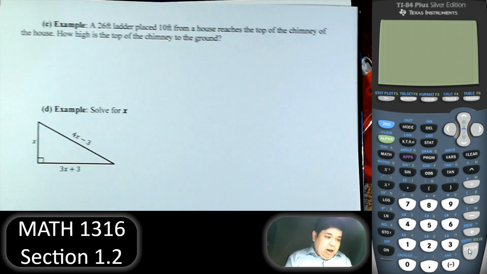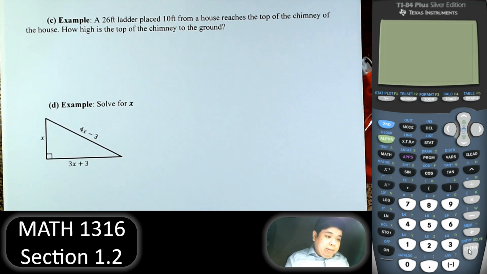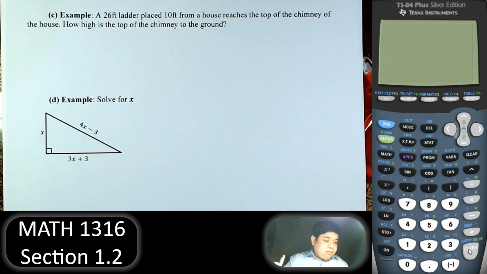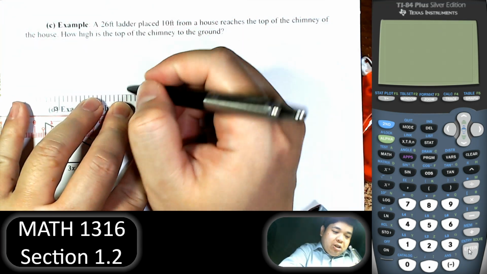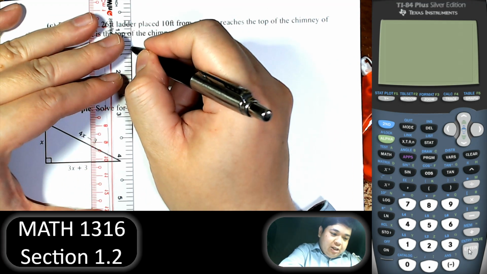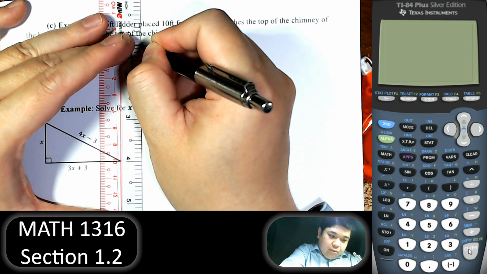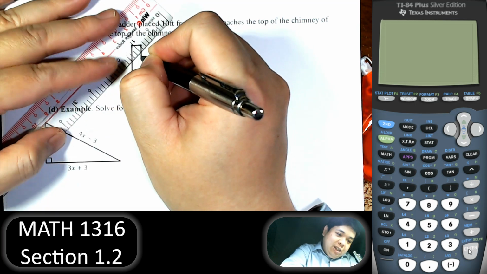Right, moving on. As an example here, a 26-foot ladder placed 10 feet from a house reaches the top of the chimney of the house. How high is the top of the chimney from the ground? Let me just draw the picture real quick. So that's the chimney.